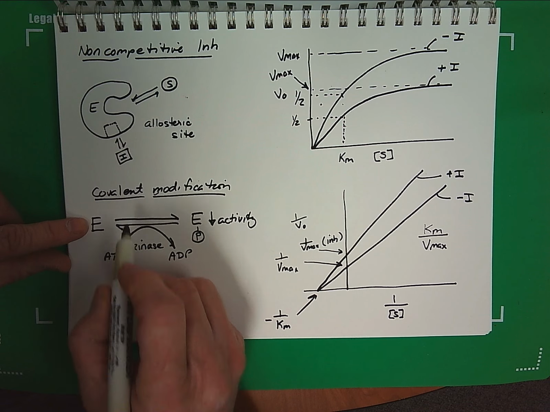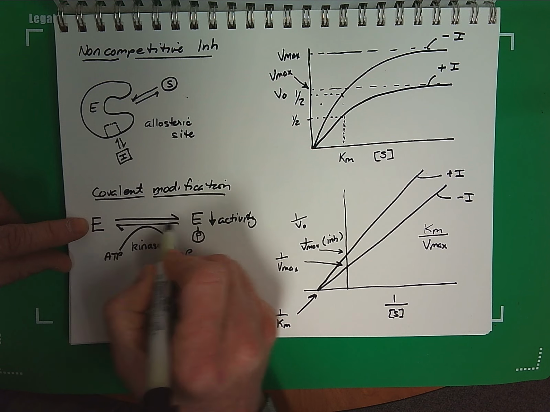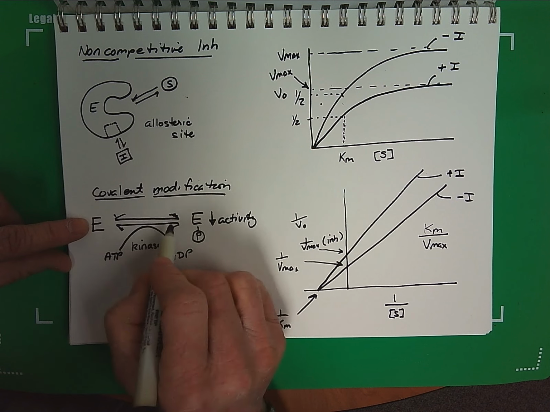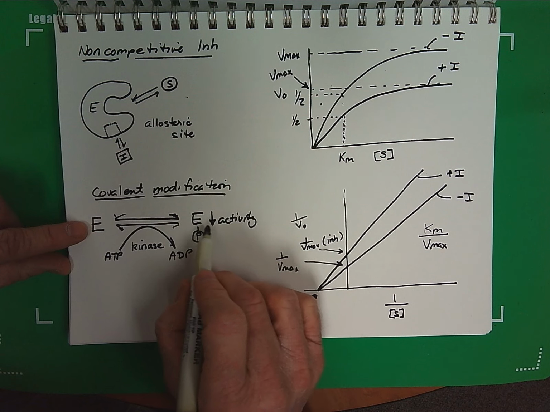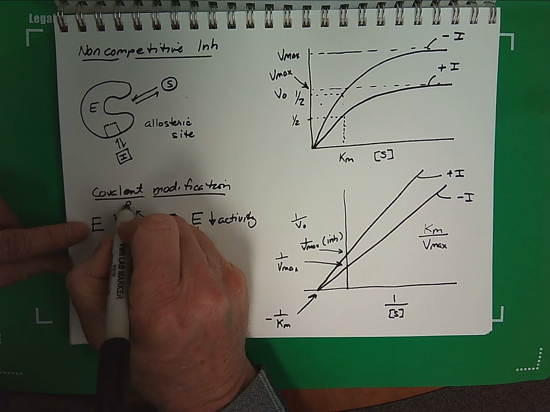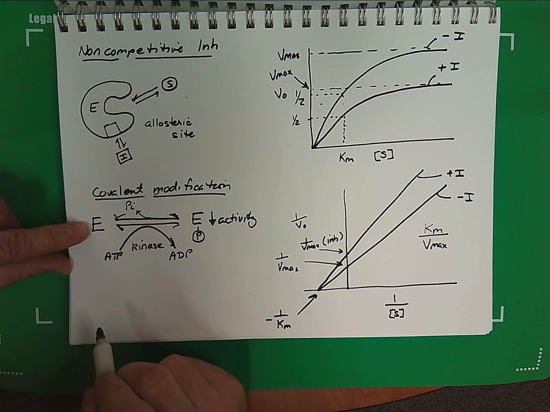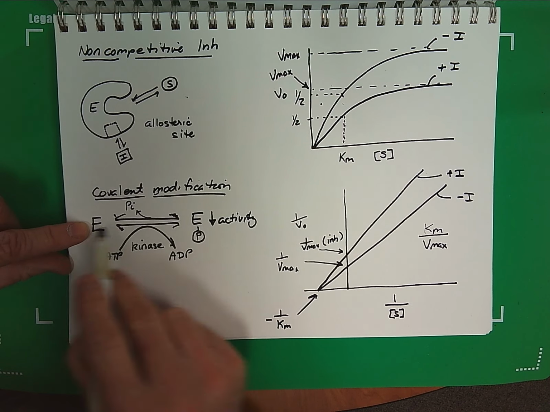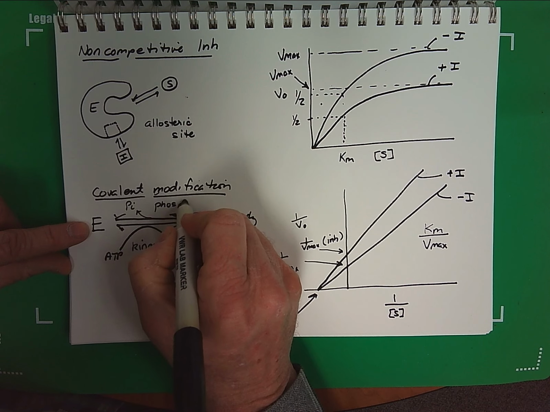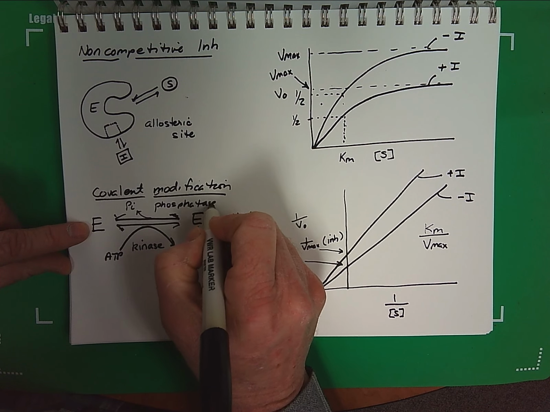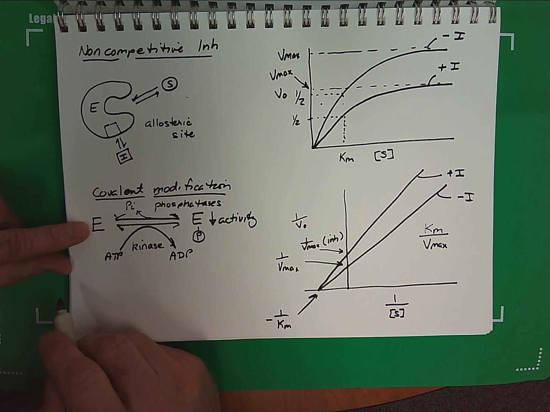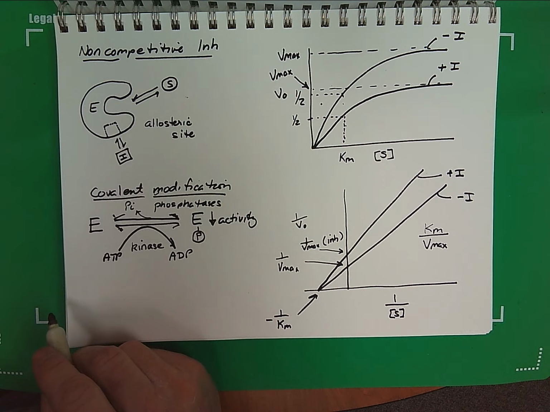Now the reverse reaction, let me correct these arrows. The reverse reaction can also occur. So if you want to increase activity of the enzyme, you will remove the phosphate from the enzyme, restoring its activity. These enzymes are called phosphatases. We'll get into specifics of phosphatases and kinases. But this is a covalent modification.